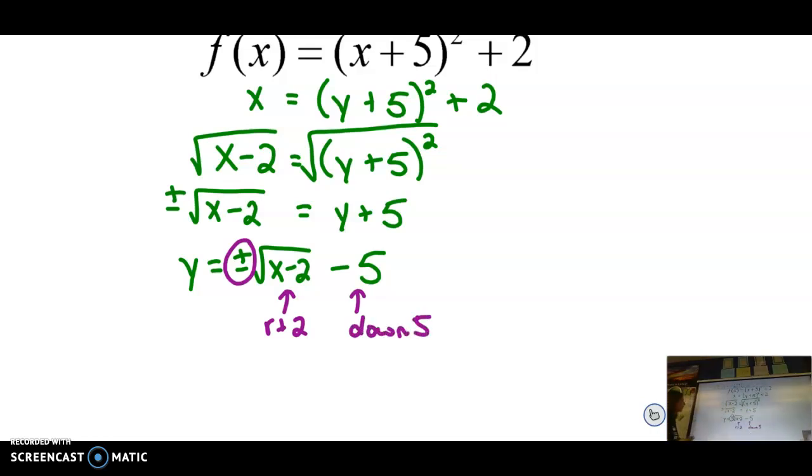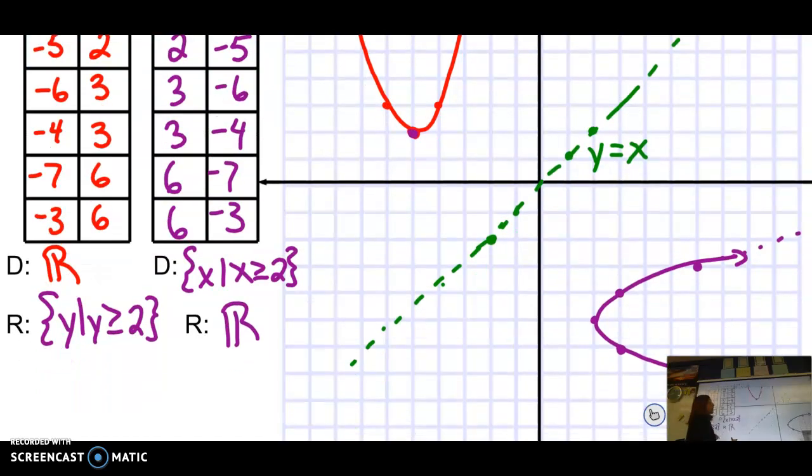And if I go back to my graph over here, you can see that's exactly what happened. We went right 2, down 5, and then this is the positive square root, and then that's the negative. So we actually have the plus or minus because it takes two pieces in order to complete that full picture.